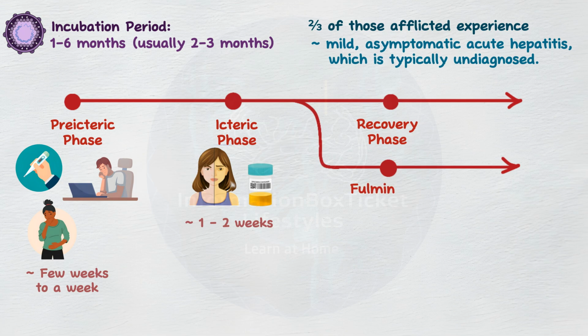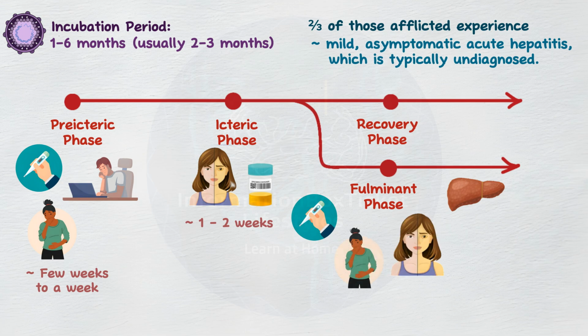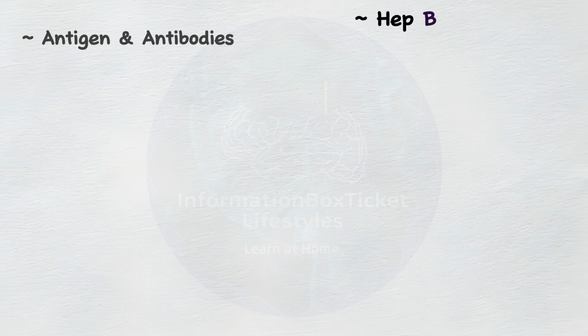Rarely, fulminant hepatitis with liver failure can occur in a person. This condition is often characterized by an abrupt increase in body temperature, nausea, vomiting, jaundice, disorientation, and possibly coma. The symptoms of chronic hepatitis B are usually milder than those of acute hepatitis B. Based on the antigen and antibody results in the blood, Hep B or B and D co-infection is diagnosed.